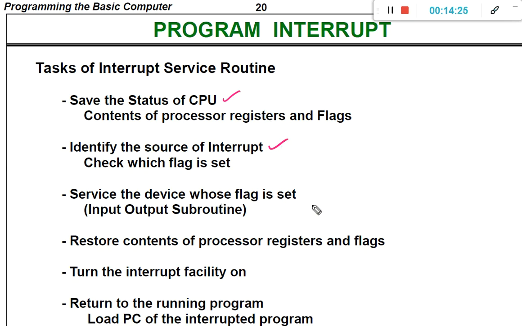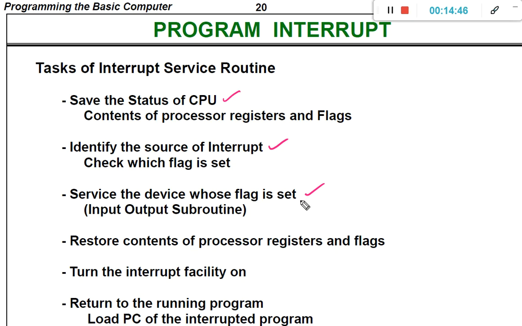After that, service the device whose flag is set. From which device the interrupt has occurred, determine that, and then provide the service for that particular device. So, what does it mean? Execute the interrupt service routine.